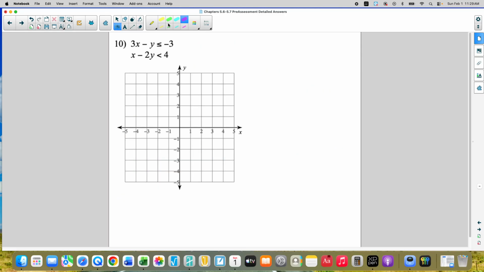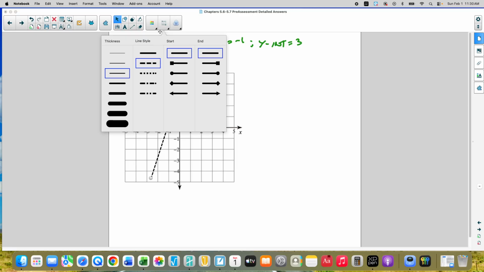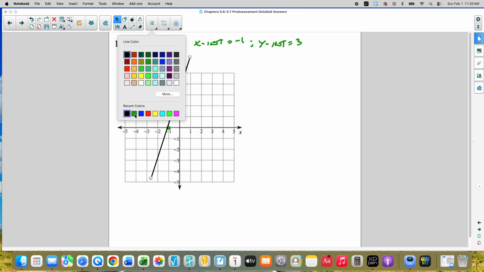Number 10, we are now in standard form. So my x-intercept is equal to -1. My y-intercept is equal to +3. Closed circle. X -1, y-intercept 3. Draw that line. Good. Make it solid. Make it green.